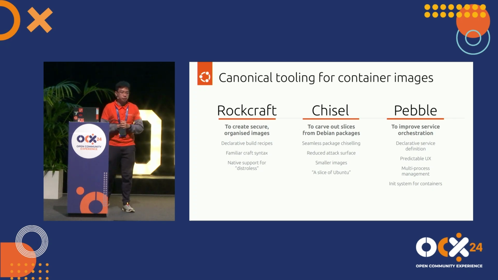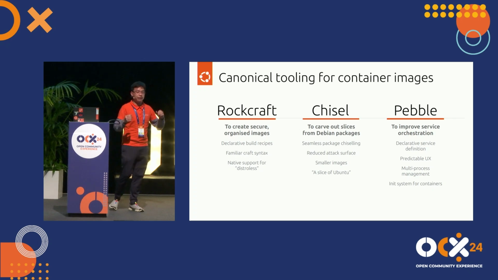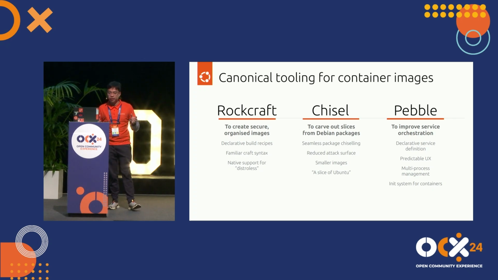The second tool is Chisel. With Chisel, we can carve out slices from Debian packages. We can retain only the files that we require. And if we are building using Rockcraft, then calling into Chisel is just seamless. And with reduced files, we also reduce the attack surface, which results in a smaller image. With Chisel, what we are getting is just a slice of Ubuntu.